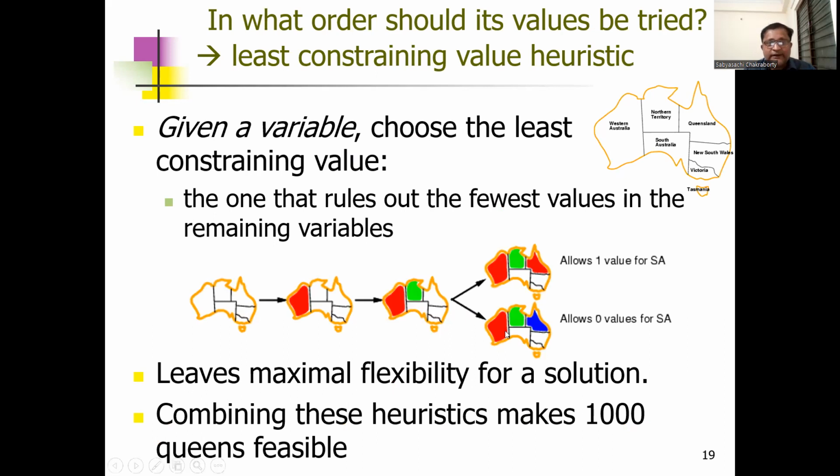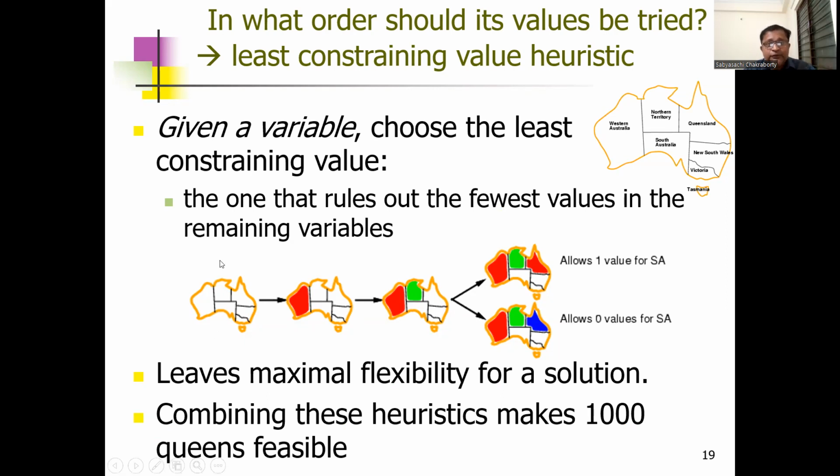And next is the fourth one, the least constraining value. The value which is creating the least constraint. In what order should its values be tried? Least constraining value heuristic. The question is, in what order should its values be tried? Which is the order of the values?